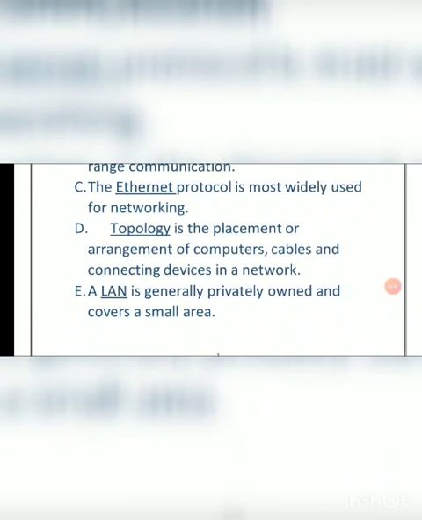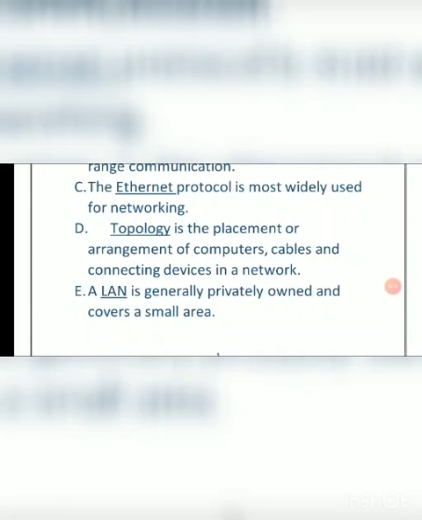Fourth one, dash is a placement or arrangement of computers, cables and connecting devices in a network. Answer will be topology. Topology is a placement or arrangement of the computer systems, all the cables and all the connecting devices which are being used in a network system.